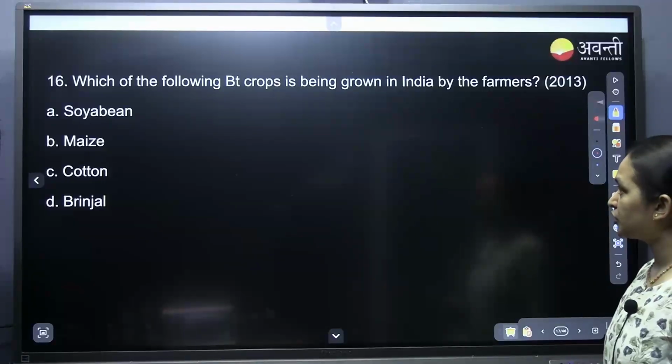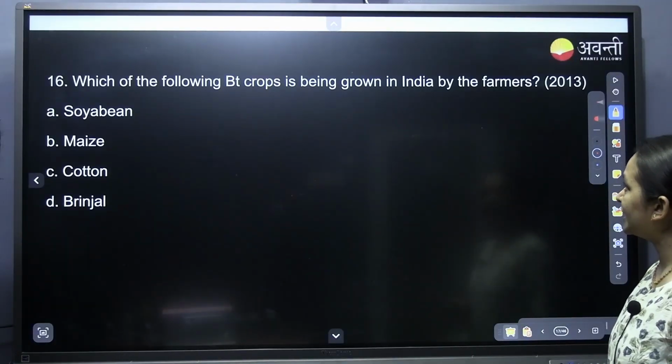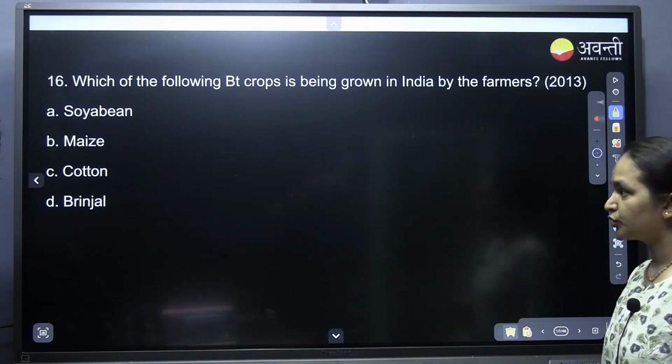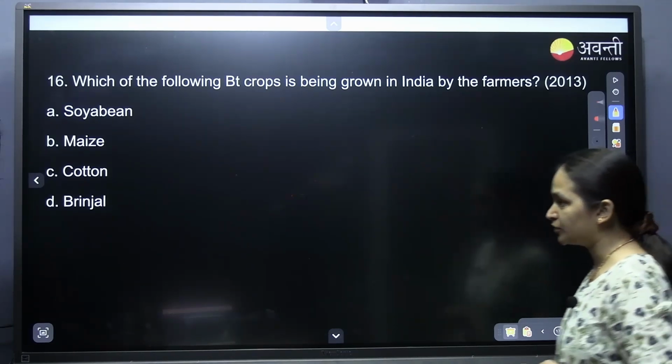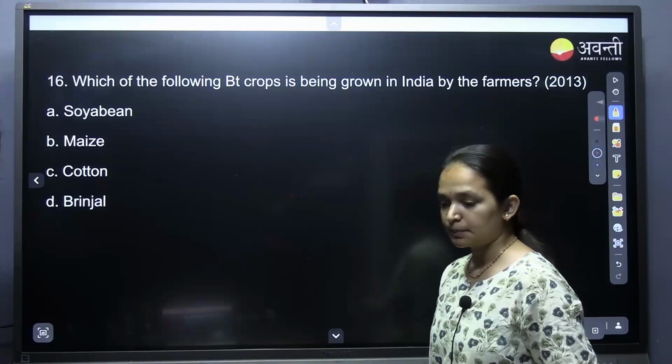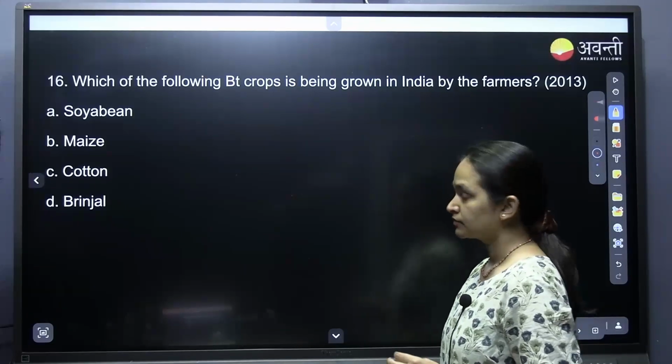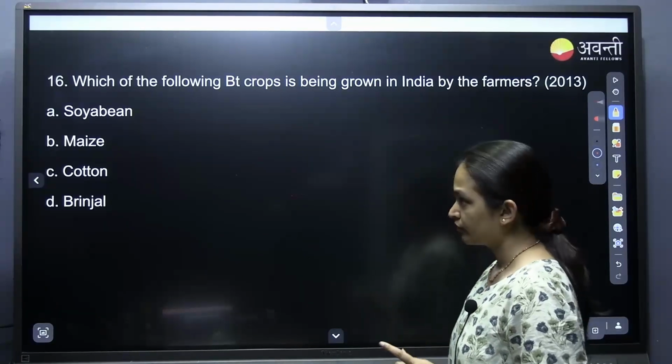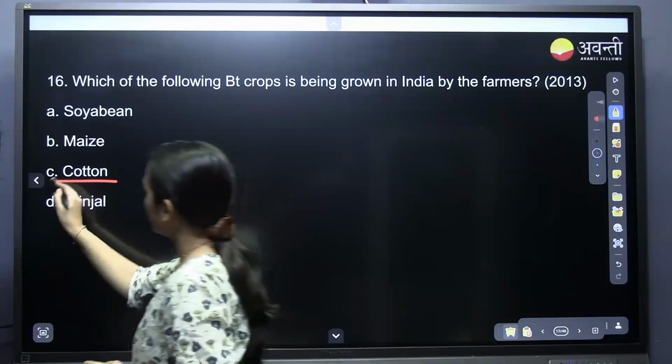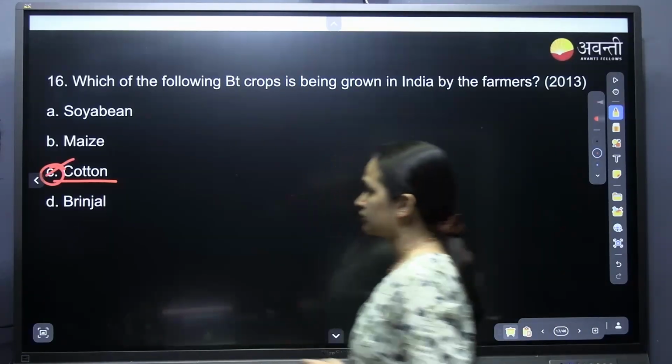Which of the following Bt crop is being grown in India by the farmers? Is it soybean, maize, cotton or Bt brinjal? Cotton. Mainly in India, Bt cotton is grown.